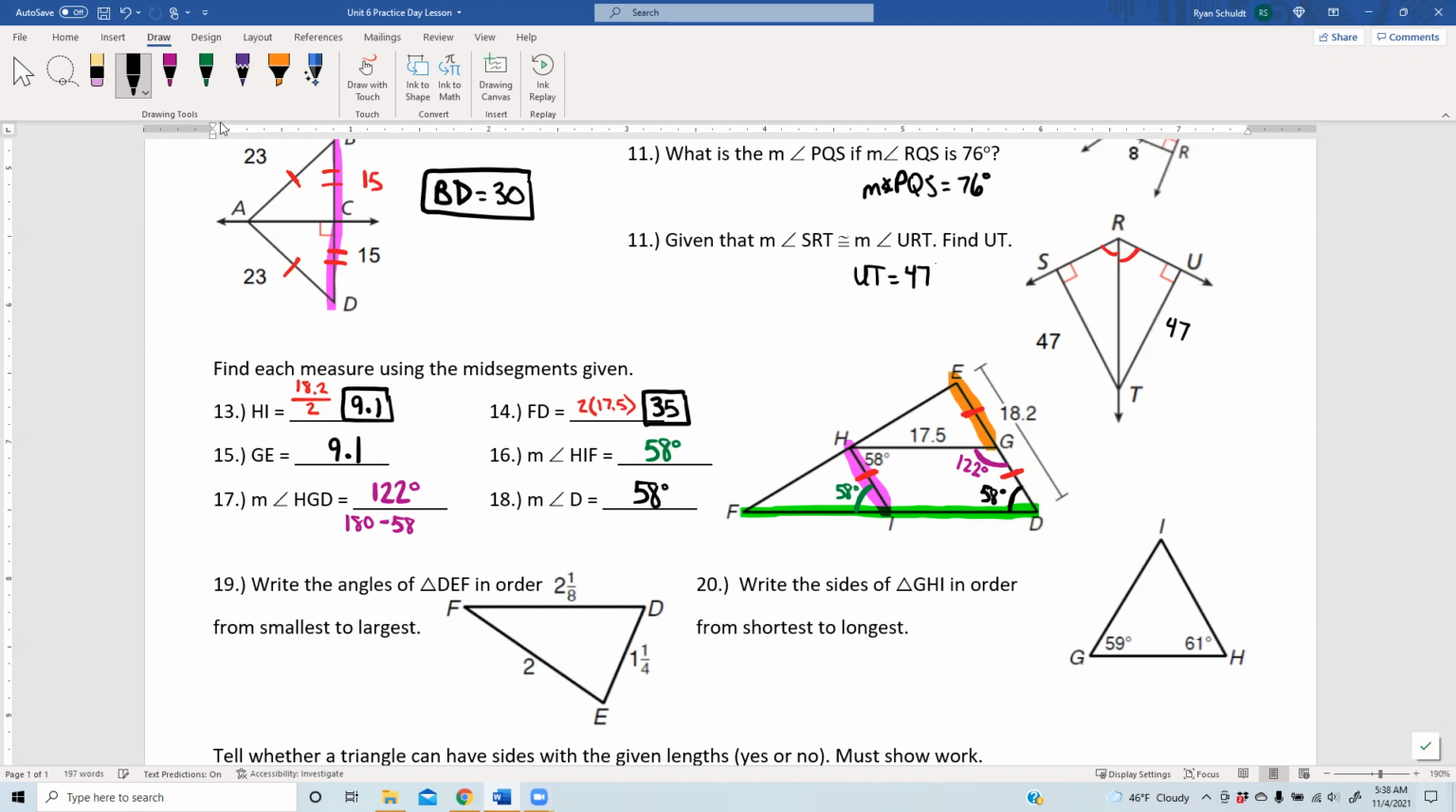Another way you could have looked at it is with the 122 we just found. Those are same side interior, which means they have to add to 180. So you can subtract them and say, oh, that's 58. Two different ways to look at it. They both end up with 58. Okay, I think we marked that picture up enough.